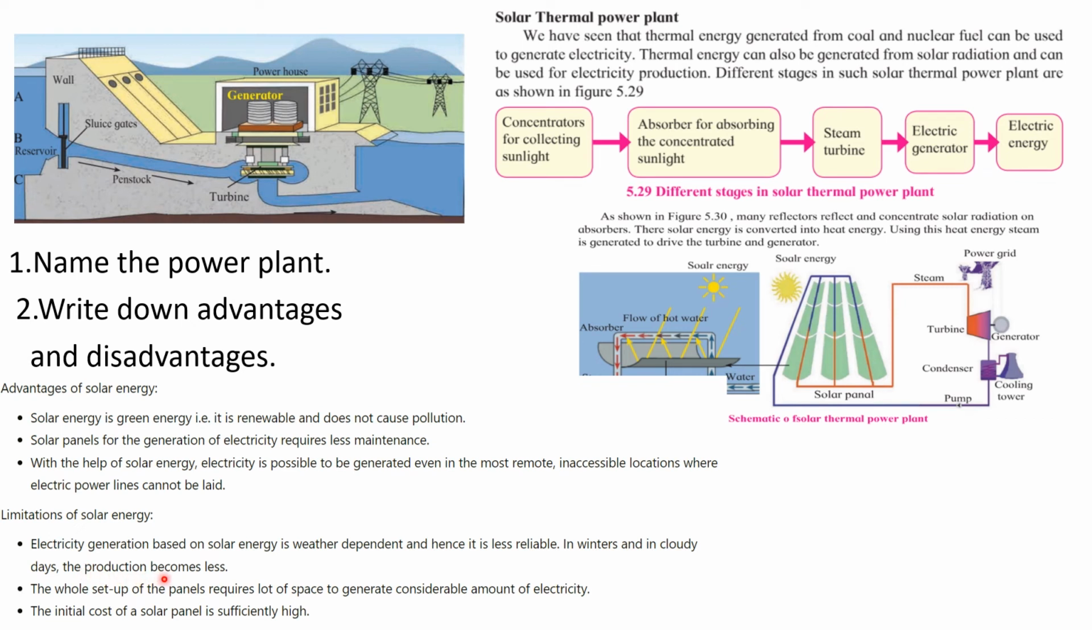In winter and on cloudy days, the production becomes less. The whole setup of the panels requires a lot of space to generate a considerable amount of electricity. The initial cost of the solar panels is sufficiently high. Sometimes they can ask about the energy transfer in the solar power plant. So, a concentrator collects sun rays, an absorber absorbs the concentrated sun rays, and steam is produced. The steam turbine is rotated and it rotates the electric generator, and the electricity is produced.